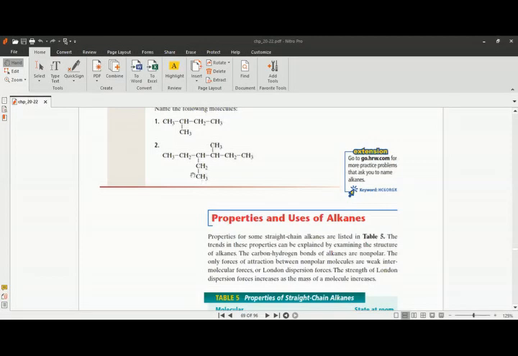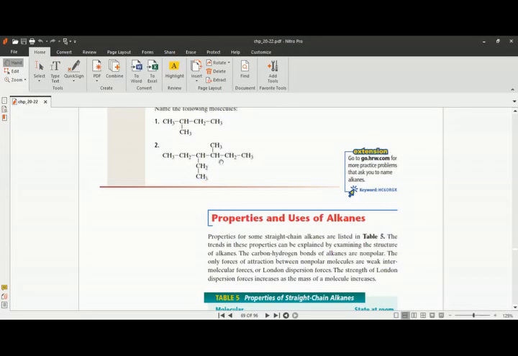Okay, the ethyl group is connected to the carbon atom which is the third one. Here, one, two, three, and methyl is connected to the fourth one. So we have 3-ethyl, 4-methyl, one, two, three, four, five, six, hexane. 3-ethyl-4-methylhexane.